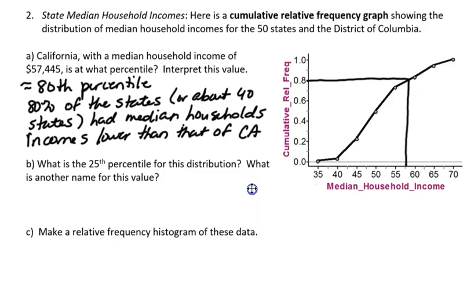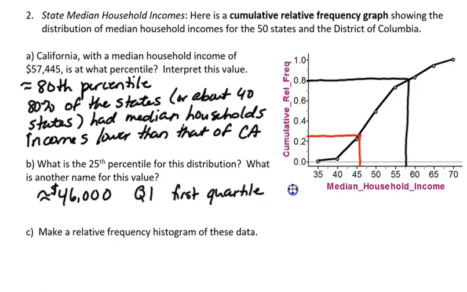Now, what is the 25th percentile for this distribution? Well, here we would look at the cumulative frequency, find 25%, which would be about right here, go across and go down. So it looks to me like about $46,000 would be the 25th percentile, and this is also known as the first quartile, Q1. So quartiles are actually percentiles. Q1, Q3, the median, those are all percentiles as well as quartiles.